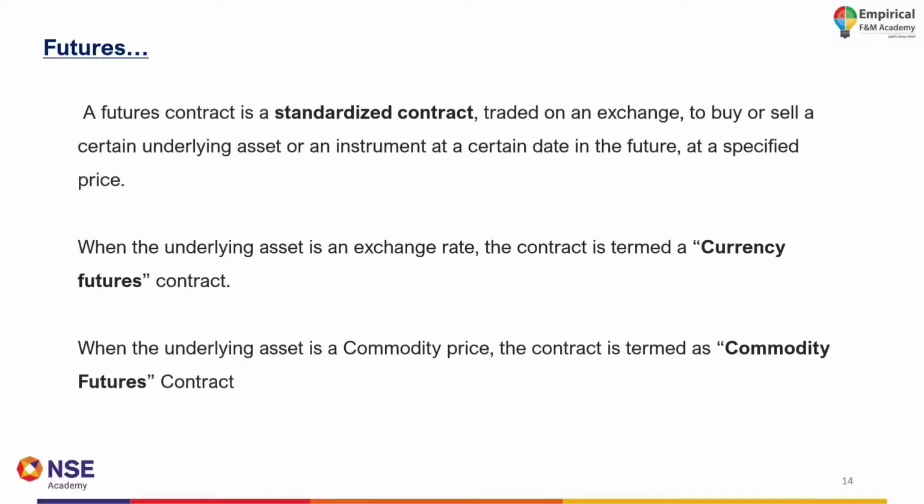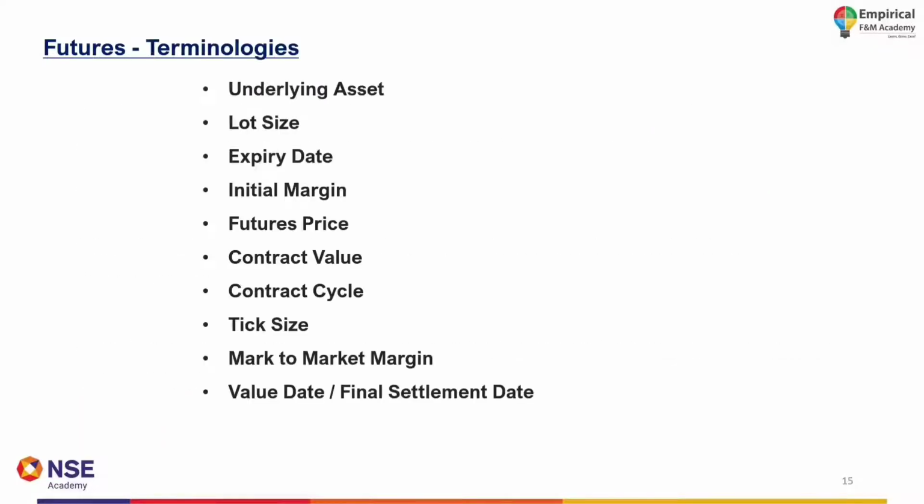A future is a standardized contract which is traded on the exchange. The contract is to buy or sell the underlying asset at a future date at a specified price. If the underlying asset is a currency, it is called currency futures. If the underlying asset is a commodity, it is called commodity futures. Now coming back to futures, these are the few terminologies we need to understand and decide for underlying assets, for commodities as well as currency.